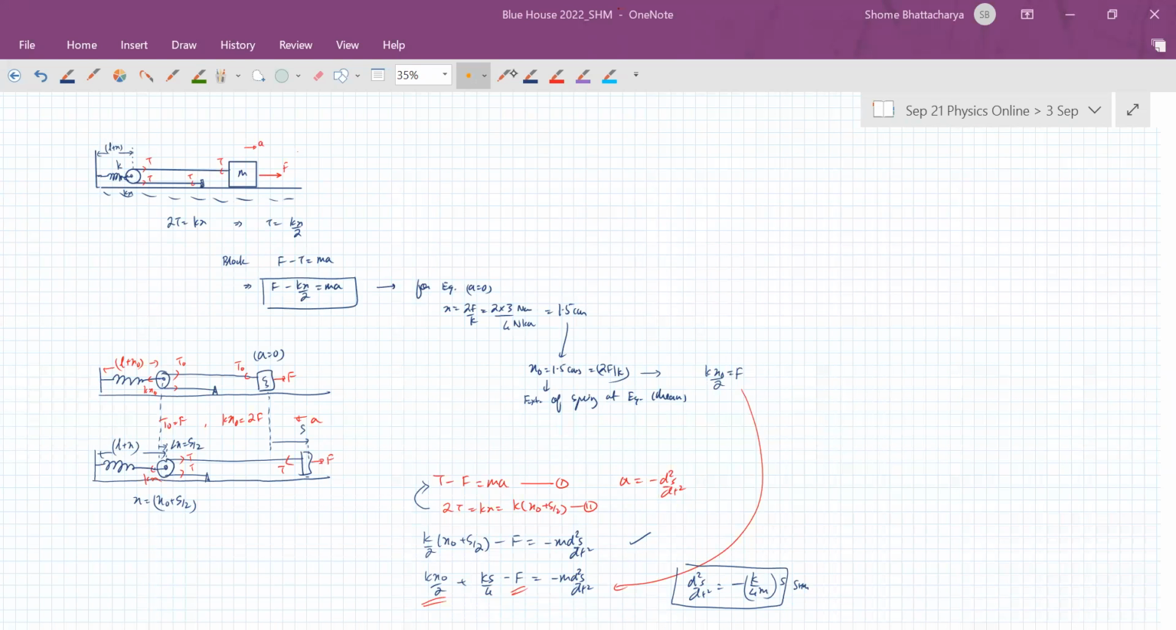So if you consider this in the diagram, from the starting position to this mean position, the block has actually moved 3 centimeters because the spring has extended by 1.5. So that is the amplitude, and it will go a further 3 centimeters. The spring will go a further x naught, so the spring will have extension as 2x naught, which is 3 centimeters.